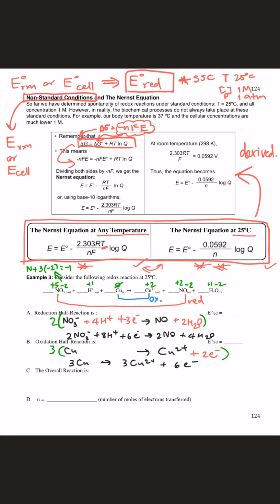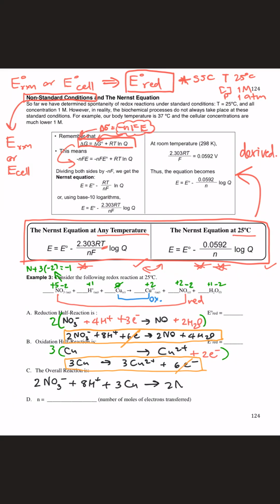So what you're going to do next is combine this equation for the reduction half reaction with the oxidation half reaction that have the same number of electrons. If you do so, you will see that the number of electrons will cancel each other out. Therefore, the overall redox reaction would be 2 NO3 minus plus 8 H plus plus 3 copper become 2 NO plus 4 water plus 3 copper 2 plus ion.